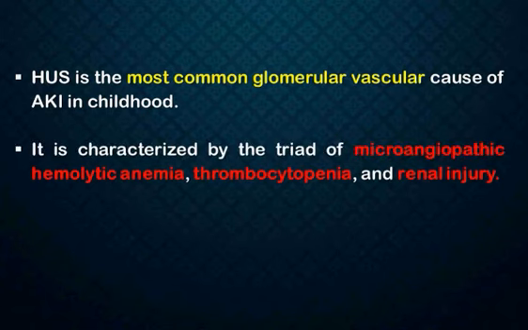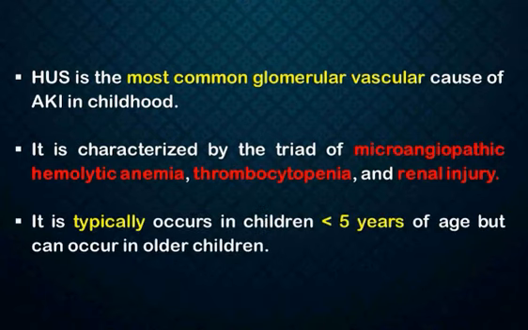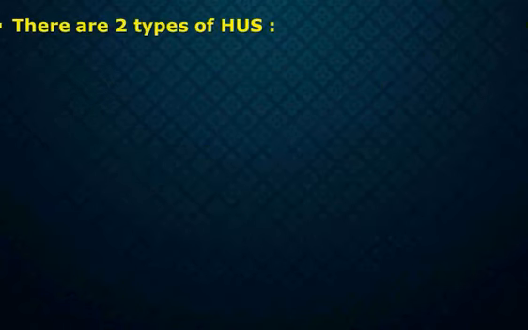It is characterized by a triad. What is the triad of HUS? Microangiopathic hemolytic anemia, called MAHA, thrombocytopenia, and renal injury. So not just acute kidney injury, you have hemolytic anemia and you have thrombocytopenia. It typically occurs in children less than 5 years of age, but it can occur in older children and at any age, even in adulthood. Two types of HUS we have: the typical or classical, sometimes called D-plus HUS, and the atypical, called D-negative.